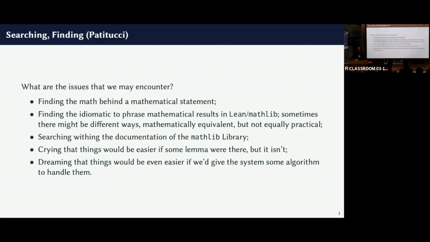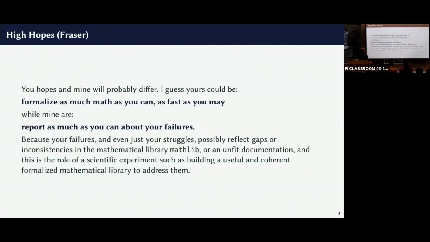So we'll have to search within the documentation of the Mathlib library, and cry that things would be easier if Mathlib had some lemma which isn't there, and dream that things would be even easier if the machine had some algorithm to do the job for us. So your hopes and mine will differ. Yours could probably be to formalize as much math as you can, as fast as you may. And mine is: report as much as you can about your failures.